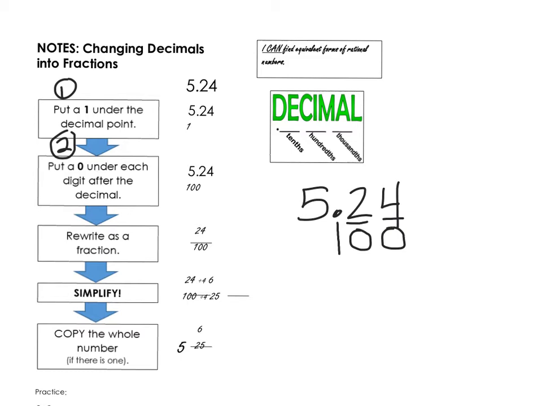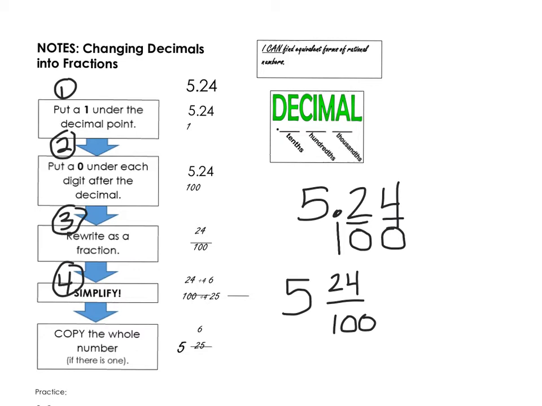Now it says 3, rewrite as a fraction. So I'm going to come down here and I'm going to write it as 5 and 24 over 100. All I did was take away the decimal and then leave the 5 in the whole number spot. 24 is my numerator and 100 is my denominator. And then the last step is to simplify.